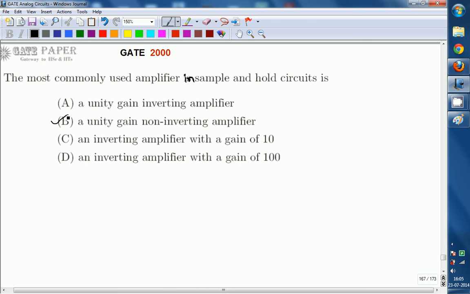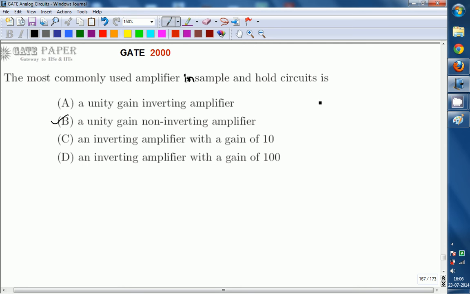Sample implies nothing but a part of the input signal. You are taking a part of the input signal, and from that you are going to reconstruct the actual input signal. Instead of sending the entire input signal, you take a few samples, and with the help of those samples you reconstruct the input signal at the receiver side. That is the main purpose of sampling.